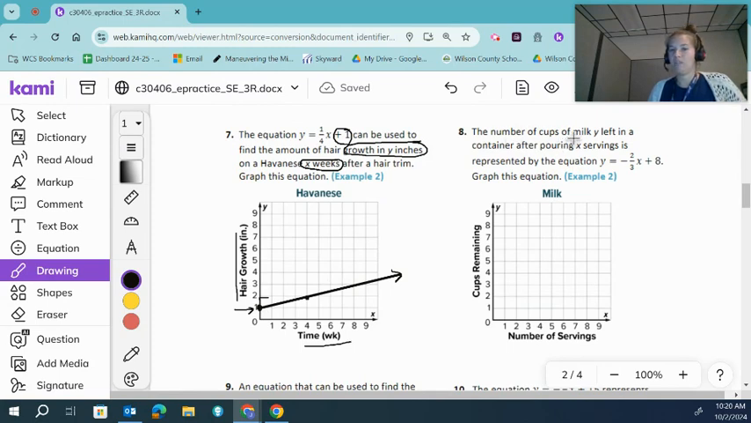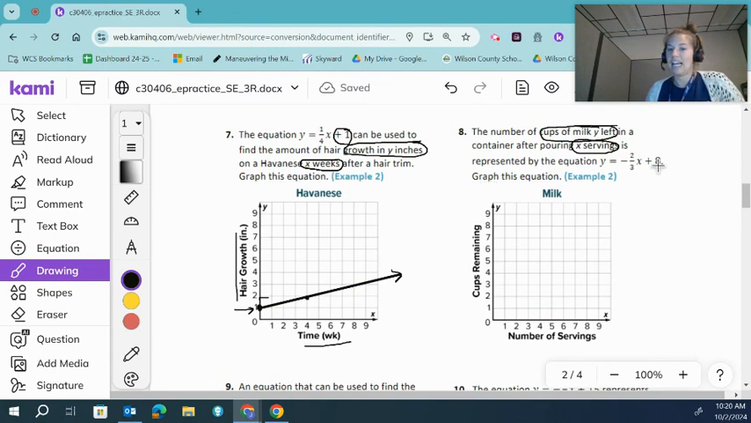The number of cups of milk, y, so cups of milk left is your y, in a container after pouring x servings, so x is the number of servings, is represented by the equation y equals negative 2/3 x plus 8. Now, the negative 2/3 means you're losing milk, right? As you drink your milk, your container has less and less milk. So that's going to be a negative slope there.